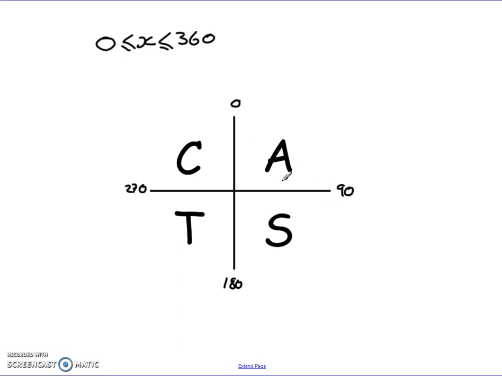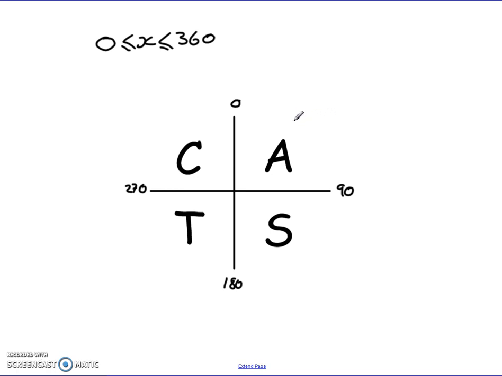So the section from 0 to 90, all three of them were positive. Section from 90 to 180 degrees, the only one of the three that was positive was the sine curve. The other two are both negative. 180 to 270, the only one positive was the tan curve, and 270 all the way up to 0 or 360 degrees, the only one that was positive was the cos. Now this allowed me to get the solutions that are required within the given domain for the function.